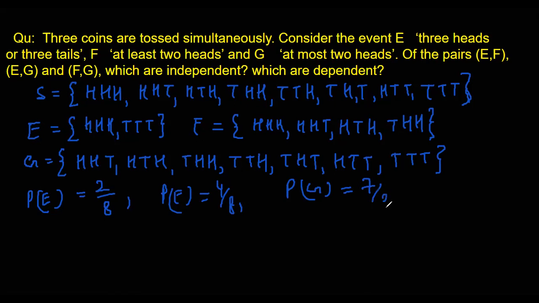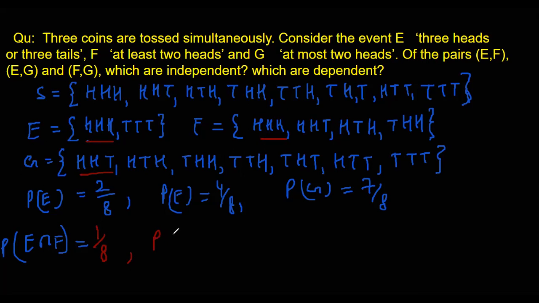And P(Z) will be 7 by 8. Oh, we need to find E intersection F first. How much is E intersection F? We see triple H is common here. So if I write P(E intersection F), I can see only one element is common, HHH. So triple H and triple H here, these two are common. So the probability of P(E intersection F) will be 1 by 8.